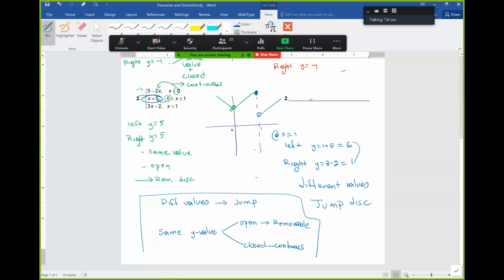Okay. So what would the answer be for this one? Oh, yeah, sorry. So you would say removable at x equals 0, jump at x equals 1.